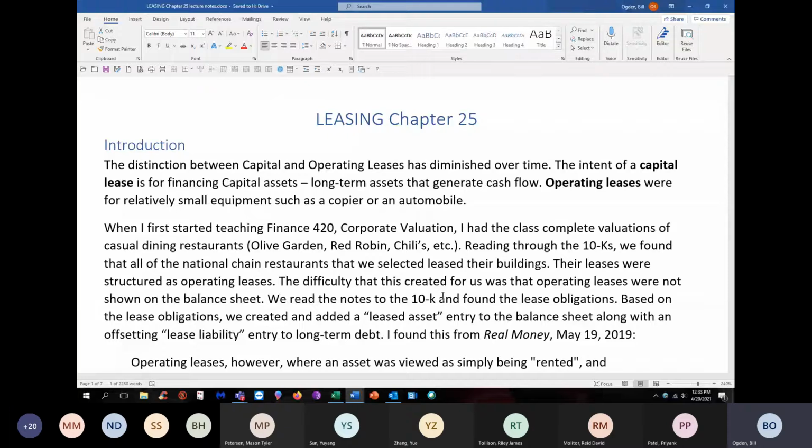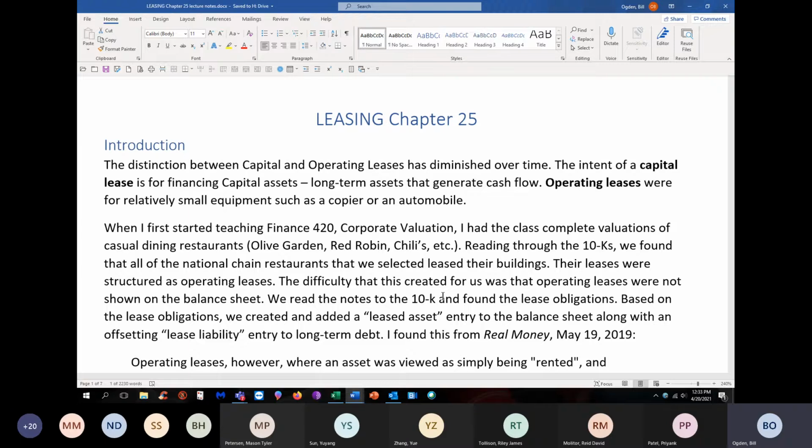And you've been in one of these restaurants. That's a major component of the business, is the building. They undoubtedly lease more than that, some equipment, I'm sure. But in any case, they were all structured as operating leases. And the difficulty when it comes to valuing the company is that the operating leases were not at that time shown on the balance sheet. Right?